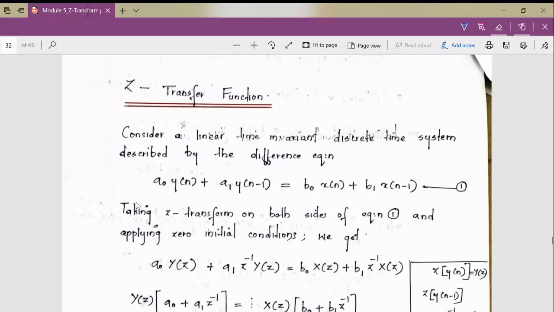So these transfer functions are all dealing with LTI systems. Okay, so an LTI system, a linear time invariant system with discrete time.